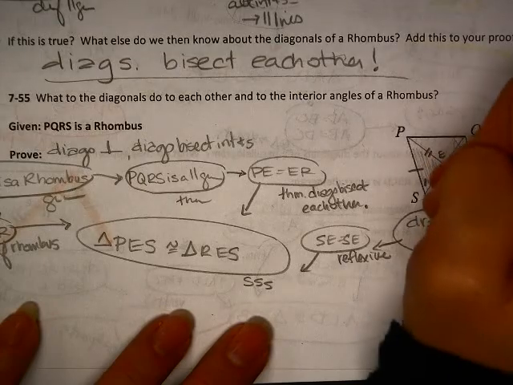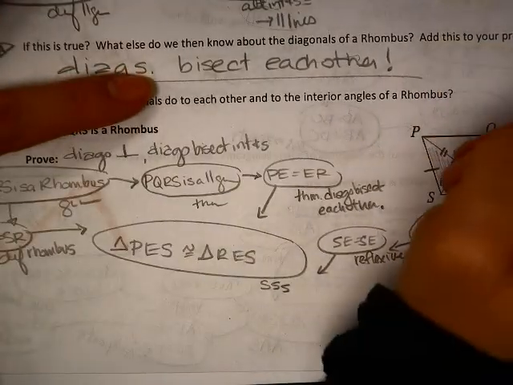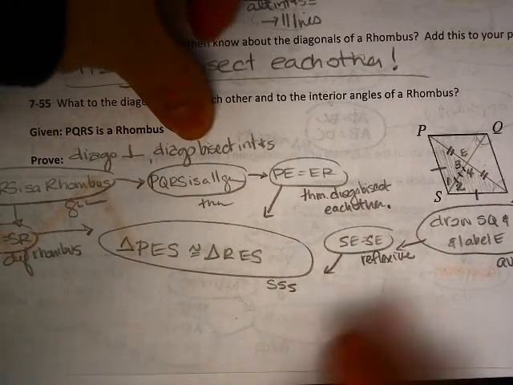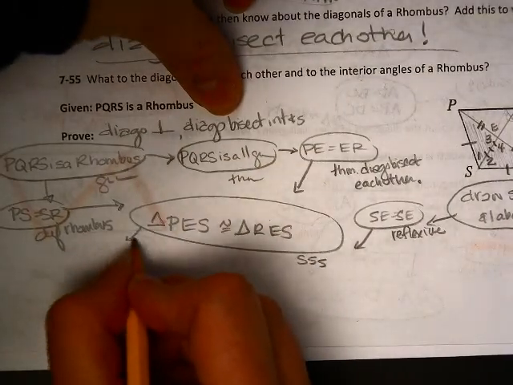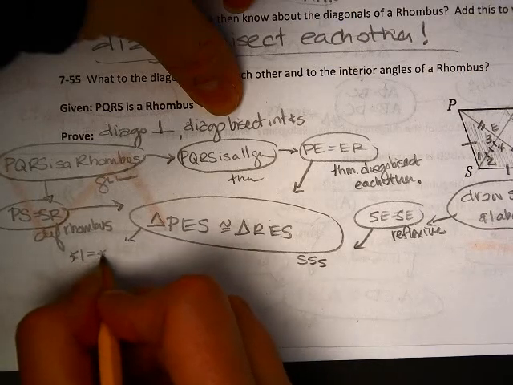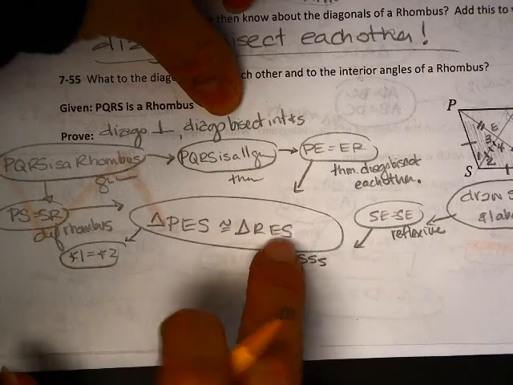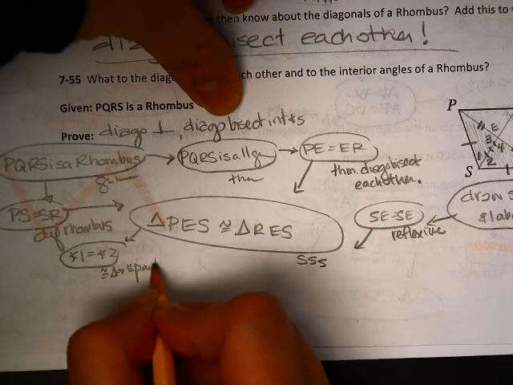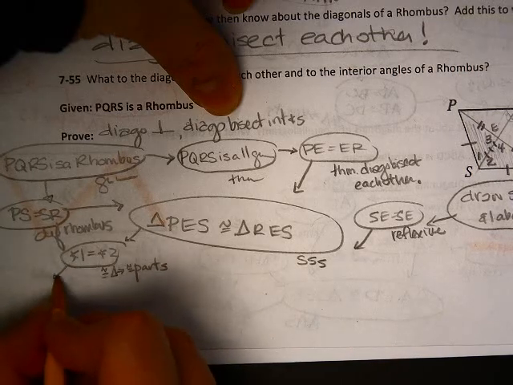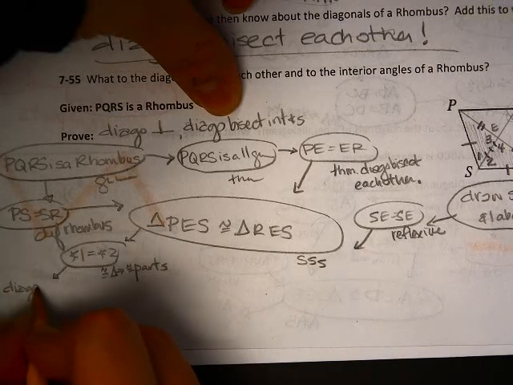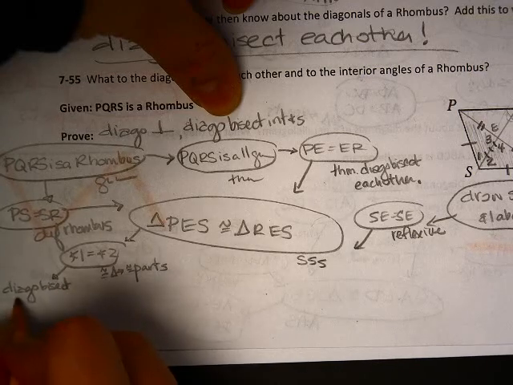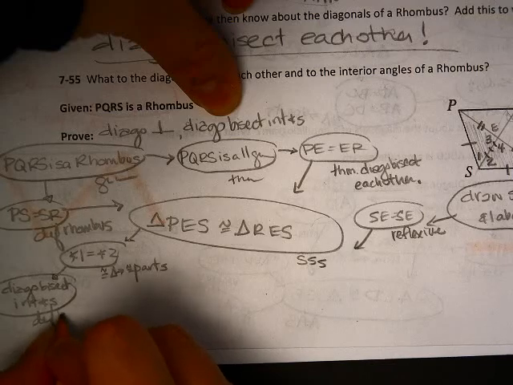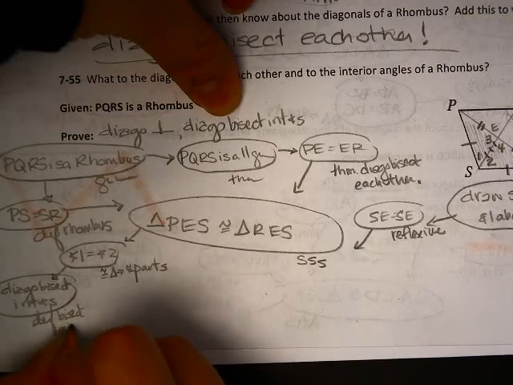So I'm going to put numbers in here, 1 and 2, and also 3 and 4. We're going to do bisect interior angles first. It's going to be the quickest and easiest one to do. So we'll say angle 1 is equal to angle 2. Why is that true? Because our pair are congruent triangles. And that tells me that the diagonals bisect the interior angles. And that is the definition of bisect and interior.